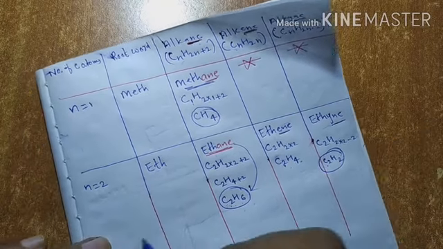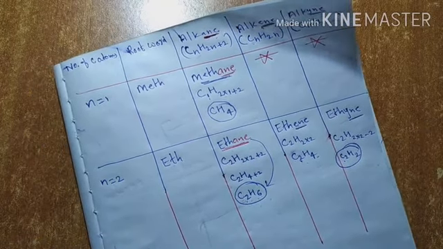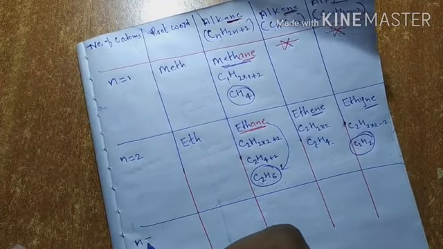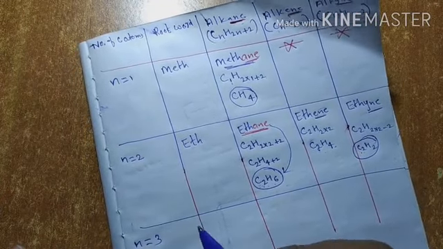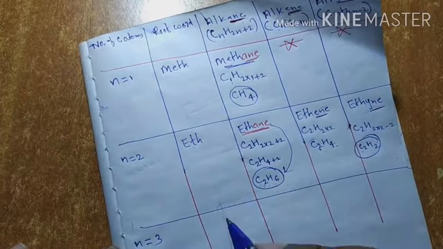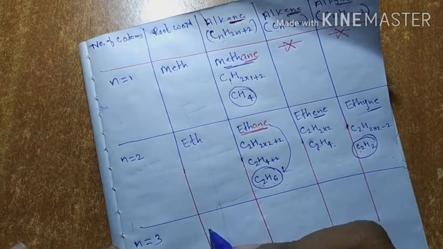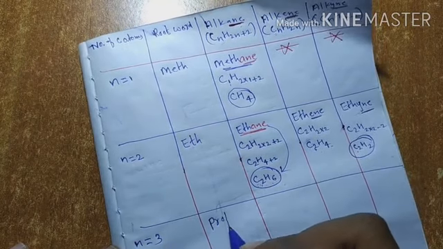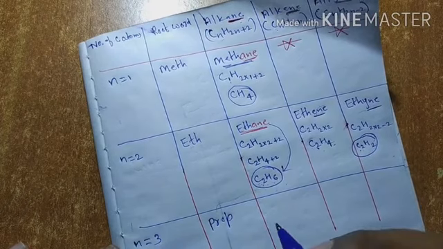I will take more examples. If n is equal to 3, the root word will be, you must know the rule, root word. Meth, eth, this will be prop.